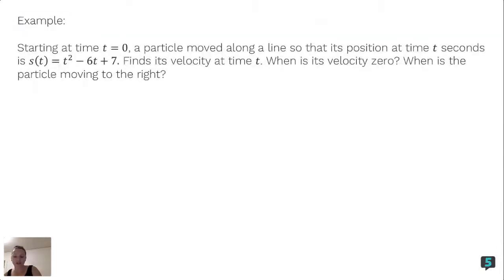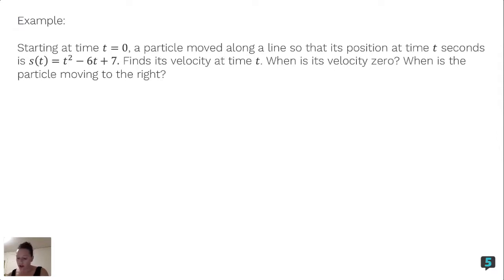All right, here's our first example. Starting at time t equals 0, a particle moved along a line so that its position at time t seconds is s of t equals t squared minus 6t plus 7. Find its velocity at time t. When is its velocity 0, and when is the particle moving to the right? So we've got a couple different questions we want to answer here.